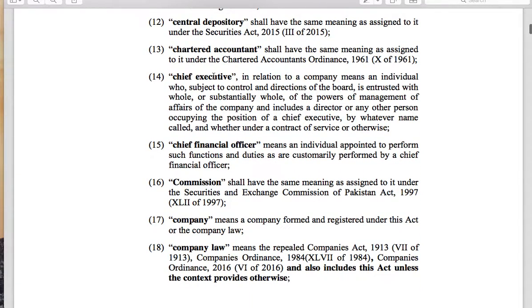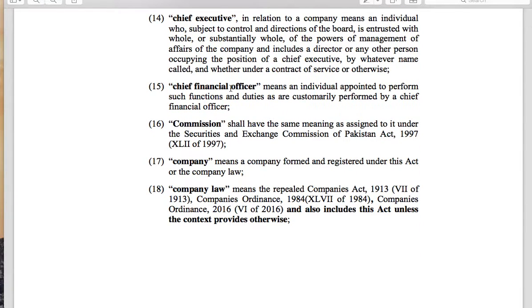The term chief executive has been defined, and it means an individual who controls and directs the board, entrusted with the management of the company, and includes a director or any other person occupying the position by whatever name and whatever contract. So a chief executive may not be a director, or he may be a director. The chief financial officer has been defined, so that the responsibility has been fixed, so that any financial fraud, the first responsibility falls on the CFO, chief financial officer.